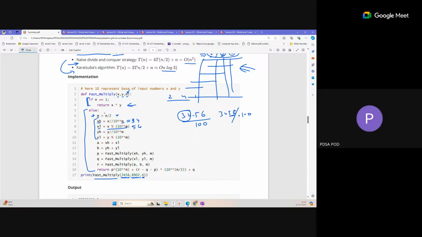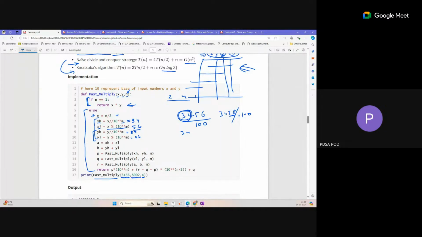So what we are doing is simply dividing this 4-digit value into 2-digit values: 34 and then 56. We do the same thing with the right value, the y value. The y value is again divided, so the first part will be divided into 89 and 02. So we are breaking the problem of size n into smaller sizes.